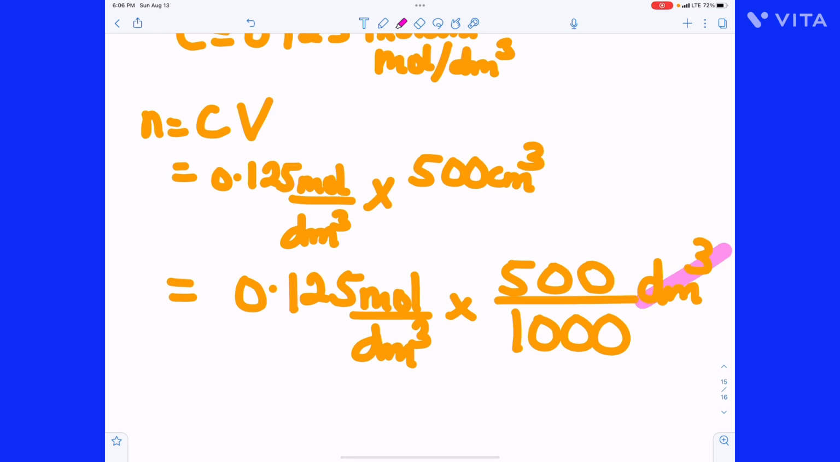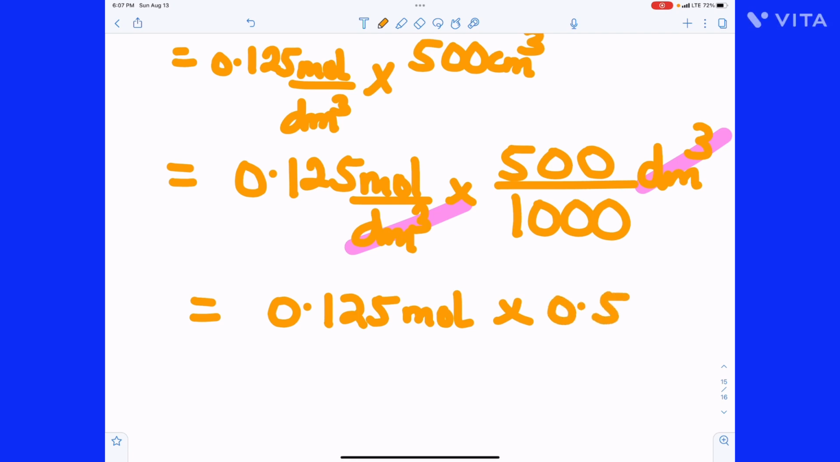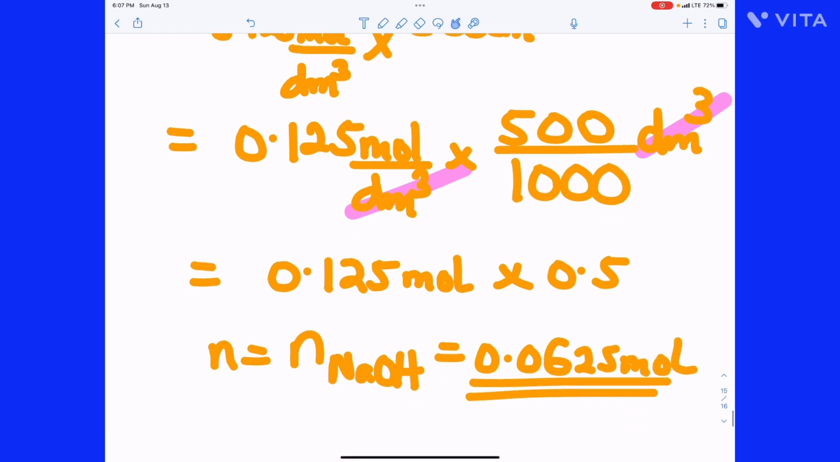So dm cube will cancel dm cube, and you get your answer in moles. Your answer will be 0.125 moles times 500 over 1000, which is 0.5. So that's the number of moles of the base, which can also be written as number of moles of NaOH, is 0.0625 moles. That's your answer for that.